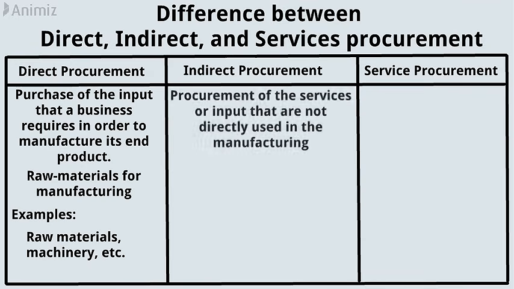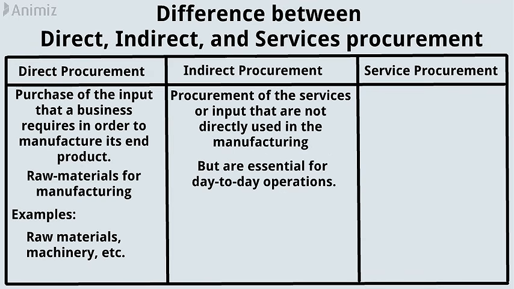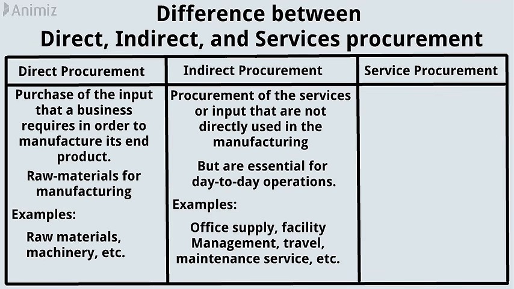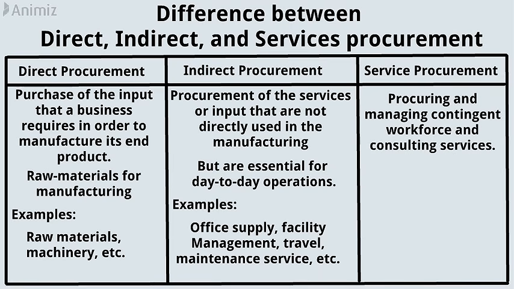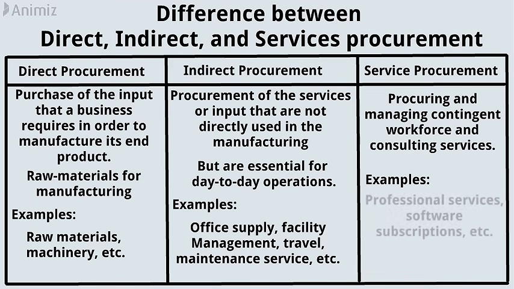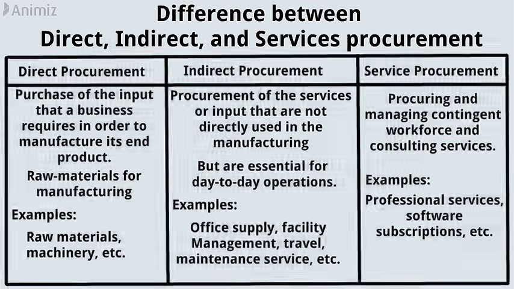Indirect procurement is the procurement of services or input that are not directly used in manufacturing, but are essential for day-to-day operations. Examples: office supply, facility management, travel, maintenance service, etc. Service procurement is procuring and managing the contingent workforce and consulting services. For example: professional services, software subscriptions, etc.